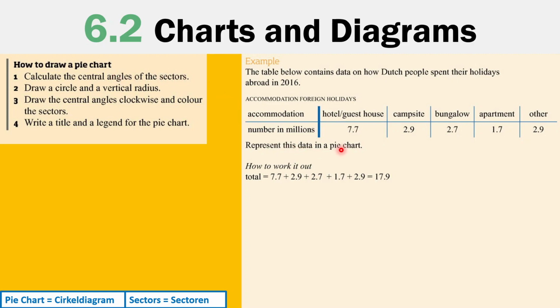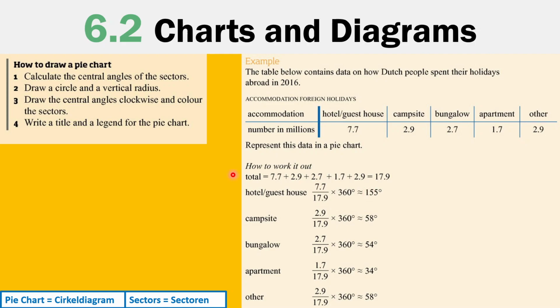You do that by, for example, for hotel guest house, say 7.7 divided by total, so this part divided by total, times 360 degrees. Not times 100%, then you're calculating the percentage, right?